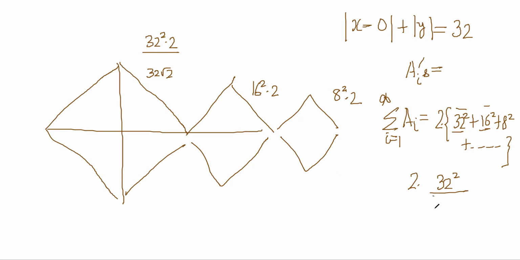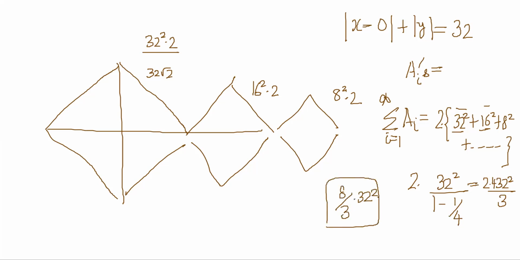32 square by 1 minus 1 by 4, right? So this becomes 2 into 32 square by 3 by 4. So 8 by 3 into 32 square, right? That should be the sum of the areas, correct? So that is option C. A and C are right.